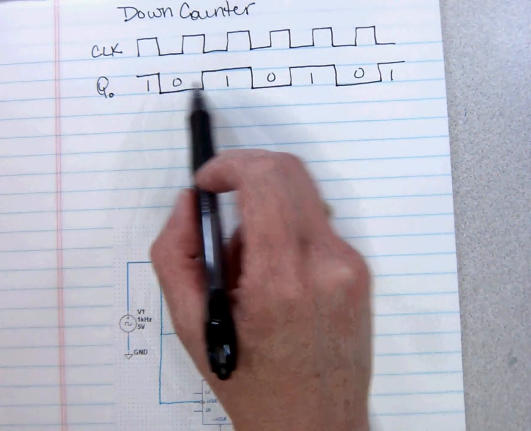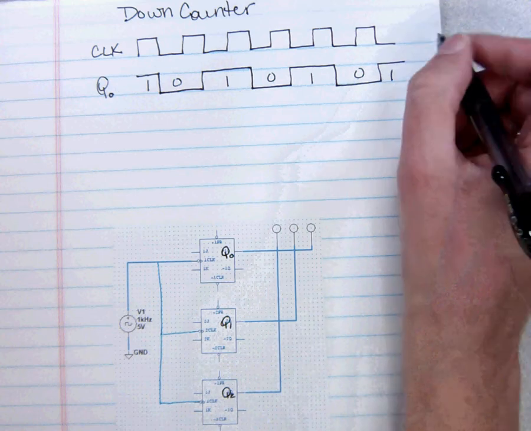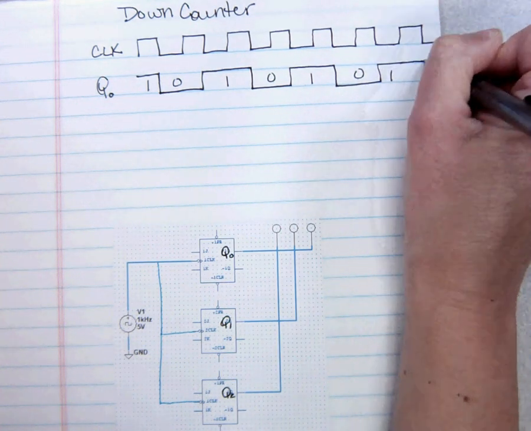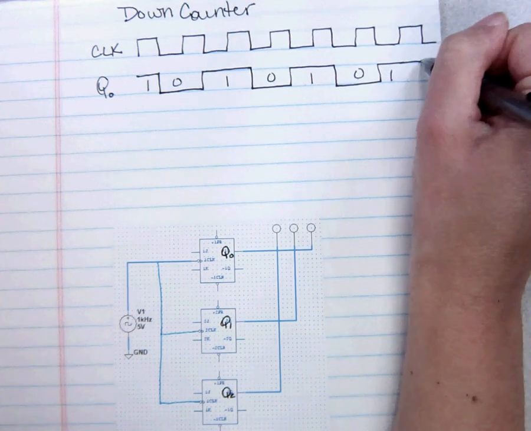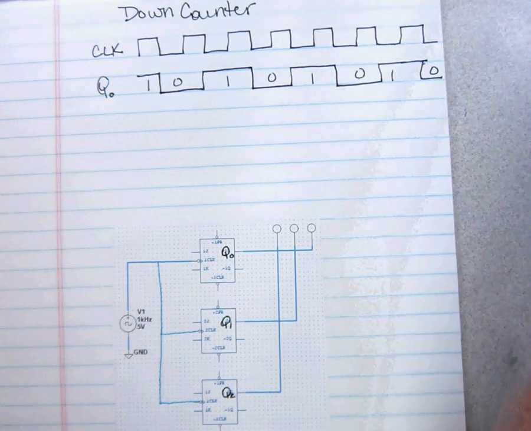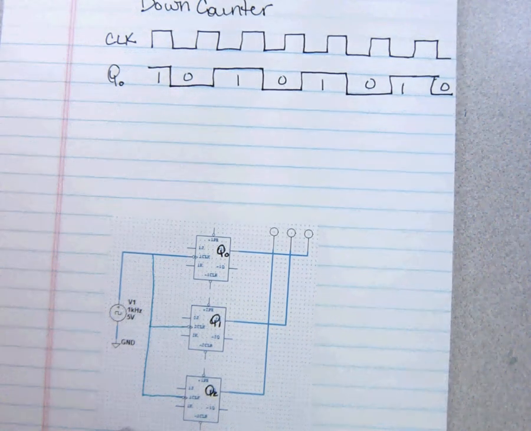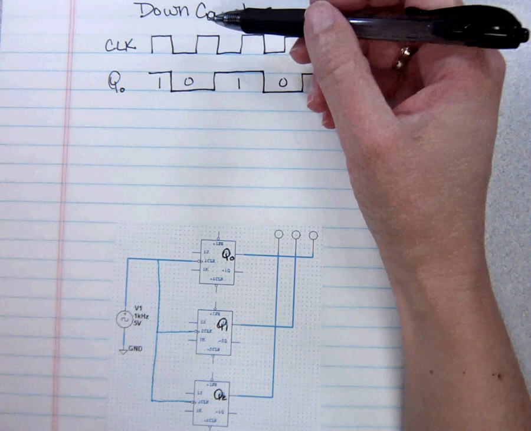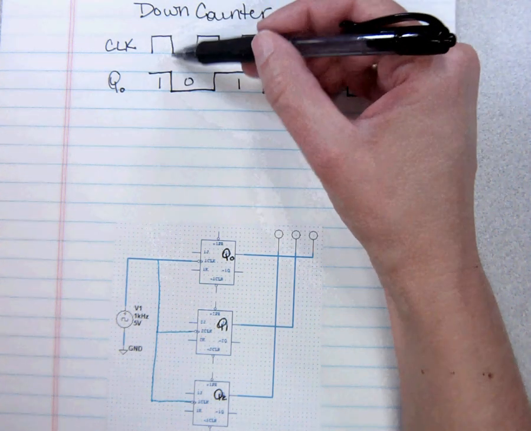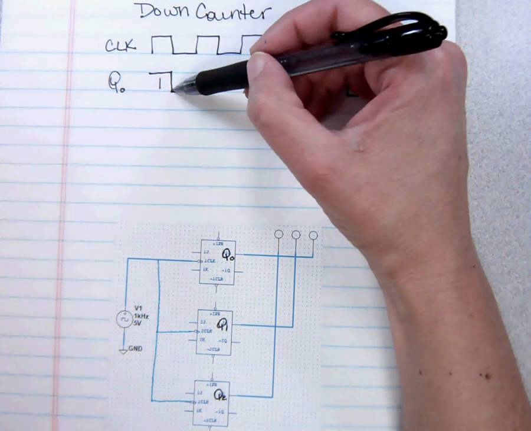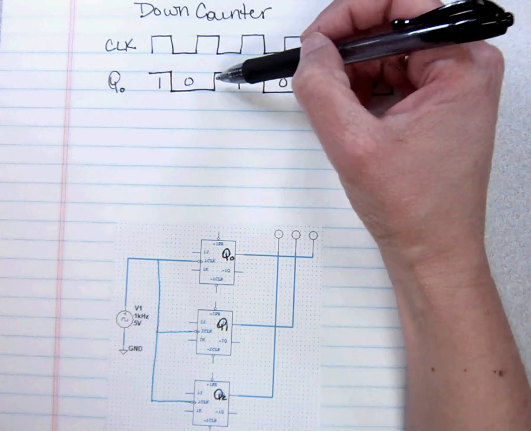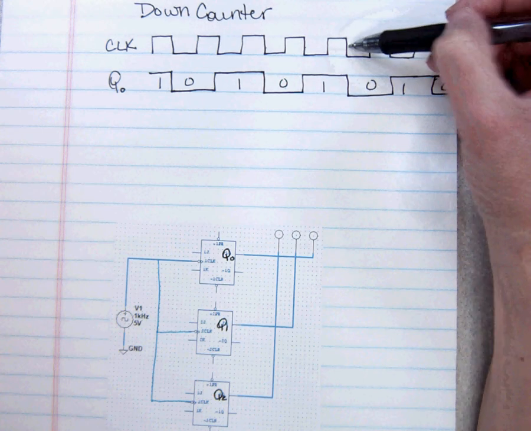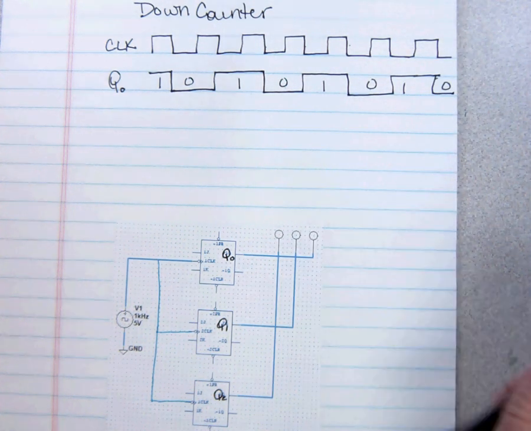So I've got my 1, 2, 3, 4, 5, 6, 7. I'll need another one here. 8. So that is going to be my smallest bit there. Okay, so at each negative trigger of the clock, I'm getting a change in my Q0. So all I need for it to do is toggle at each falling edge. And that's exactly what a flip-flop is going to do anyway.